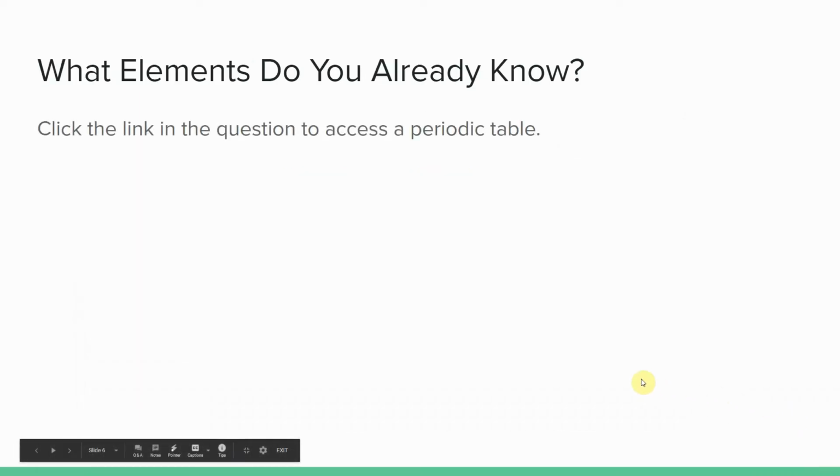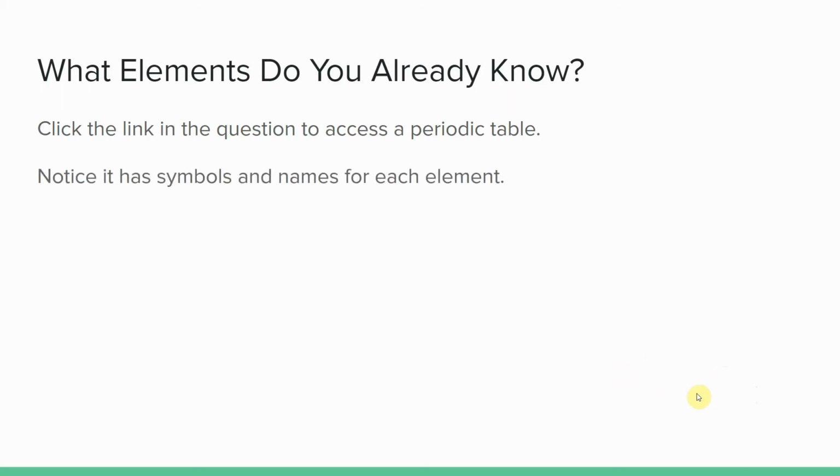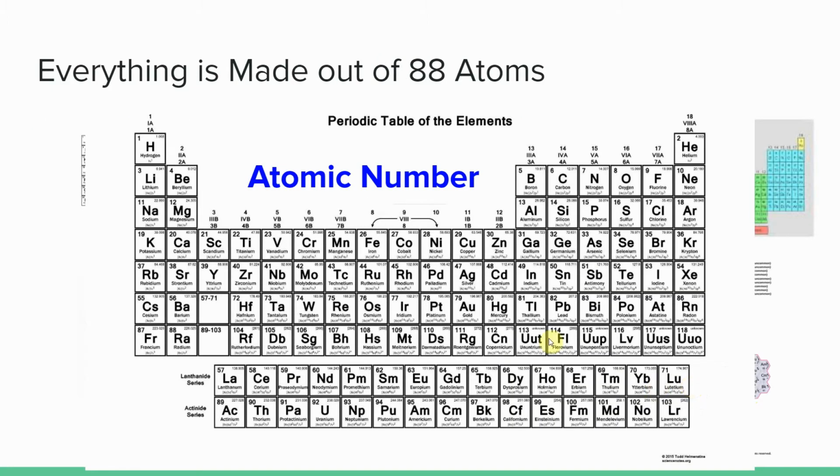In the next question that's about to come up, I'm going to ask you to click on a link that will give you access to a periodic table, and you may want to save that periodic table because you're going to be using it a lot in this unit. But you'll notice it has symbols and names for each element. If we go back and look at that last periodic table, you see, there we go. We have a symbol and a name, and of course its atomic number.